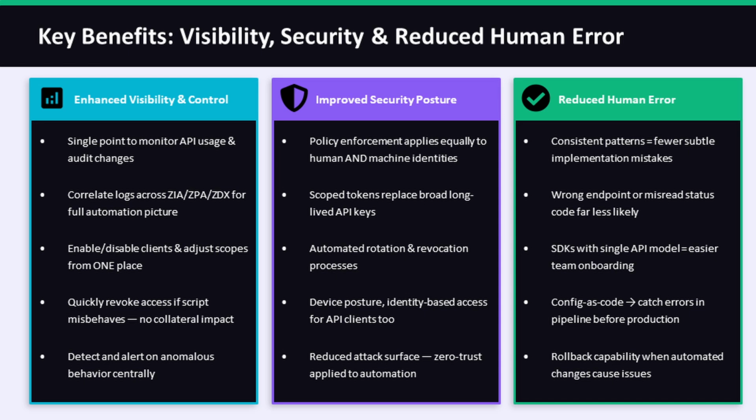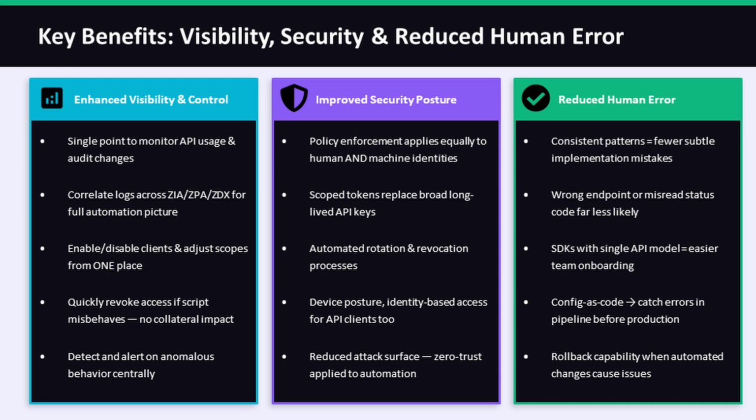And because policy enforcement applies consistently to both human and machine interactions, there's no backdoor through which automation can bypass security controls. Reduced human error. When developers work against a single, consistent API surface with predictable patterns, there are fewer opportunities for the kinds of subtle mistakes that cause real production problems. Using the wrong endpoint, misinterpreting a status code, implementing incorrect retry logic for one service but not another. Single model documentation and SDKs make it easier to onboard new team members.